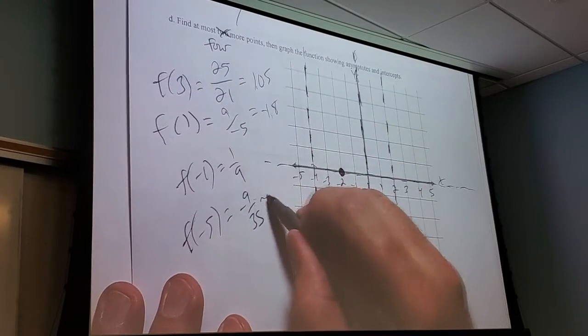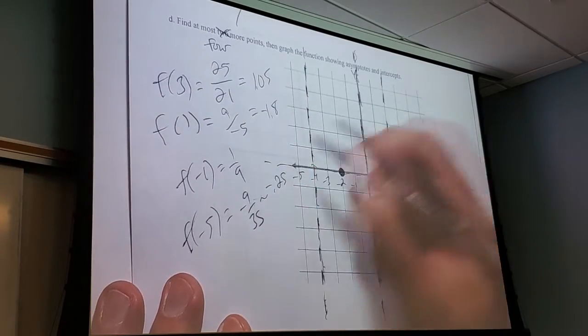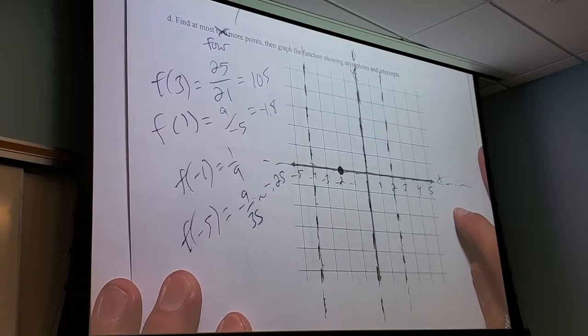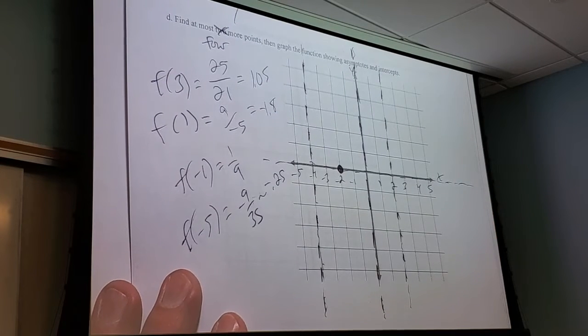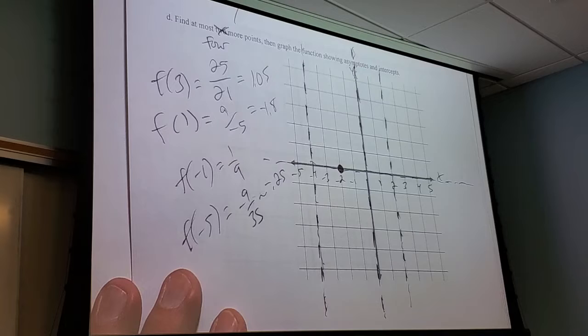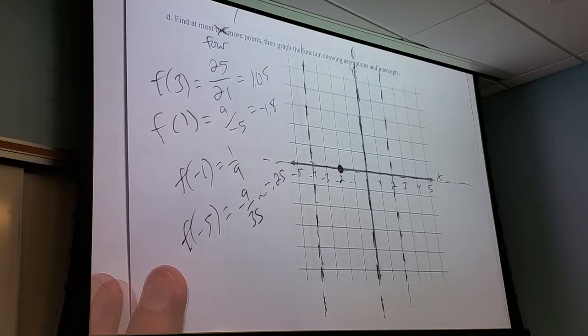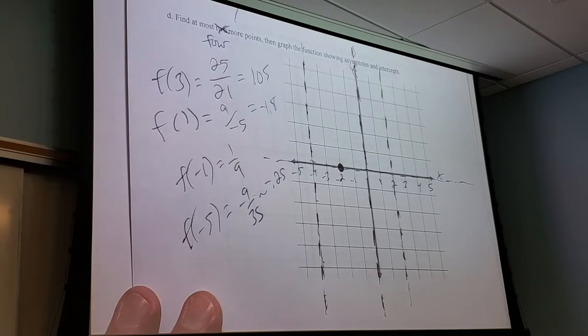And this is about negative 0.25, I believe. It's almost 9/36, which should be 1/4. Okay, and again, you can just plug it in on a calculator. We're going to plot these by hand, so you don't have to be so precise, but I still want to know kind of where it is.